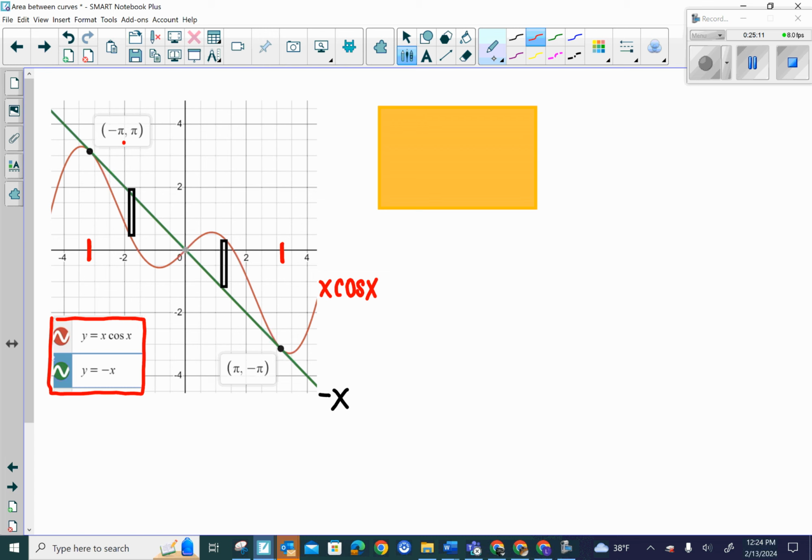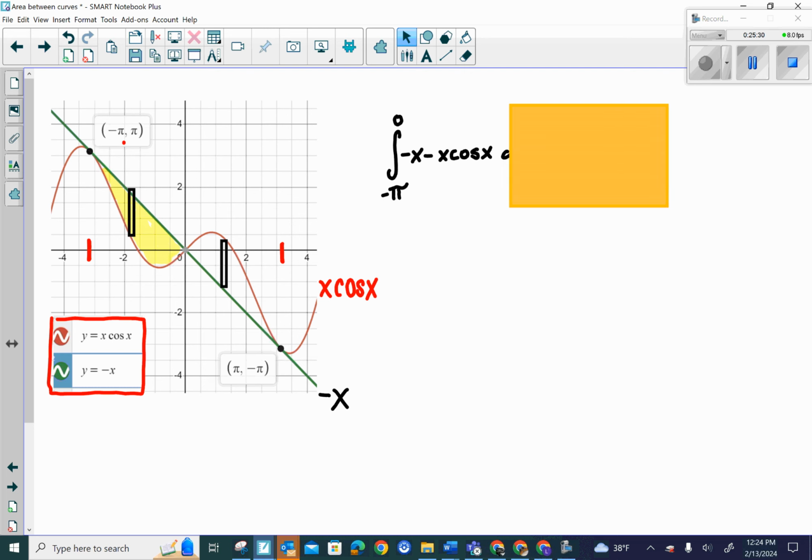If we set up the integral which measures the area of this first region in here, I'm just going to go from negative pi to 0. Upper curve is negative x, lower curve is x cosine of x. So negative pi to 0. That's going to be my area.